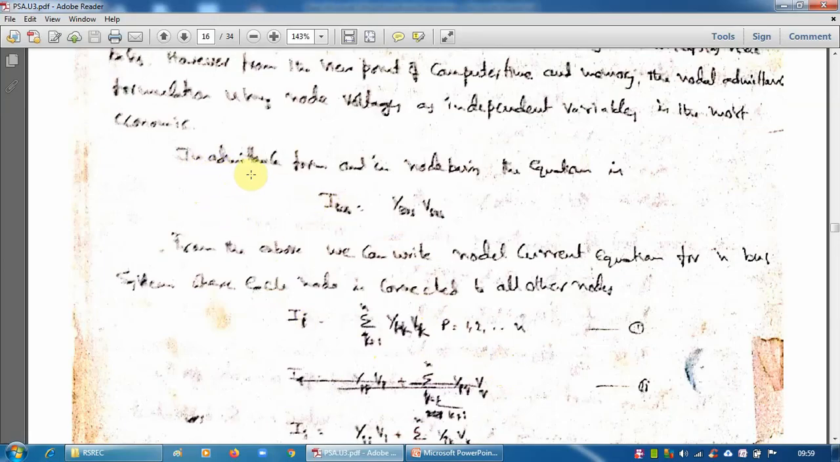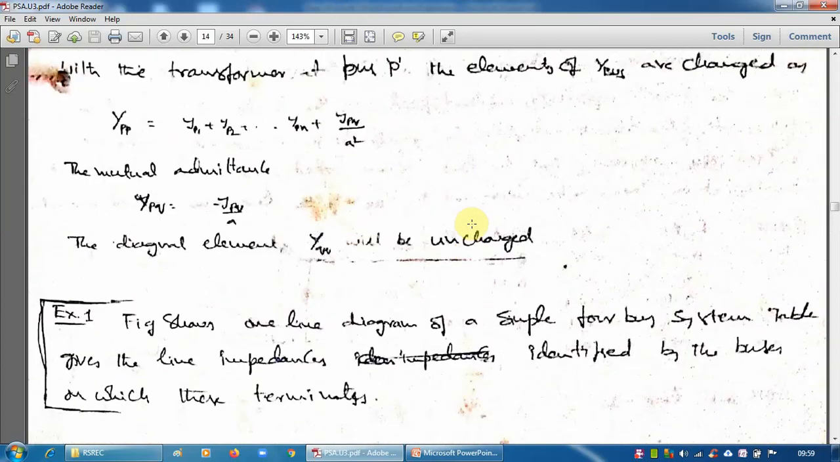Consider this equation in admittance form and in node basis. The performance equation, a matrix equation, is written like this: I bus equal to Y bus into V bus. This is a matrix equation.